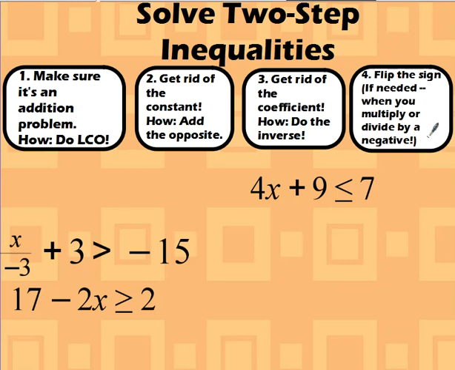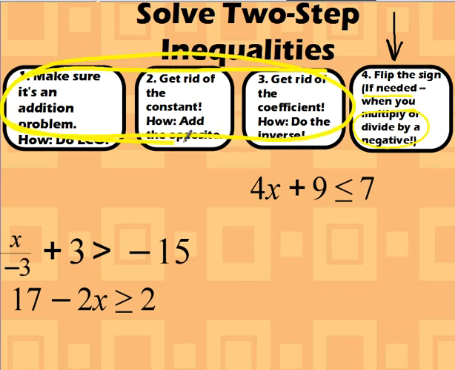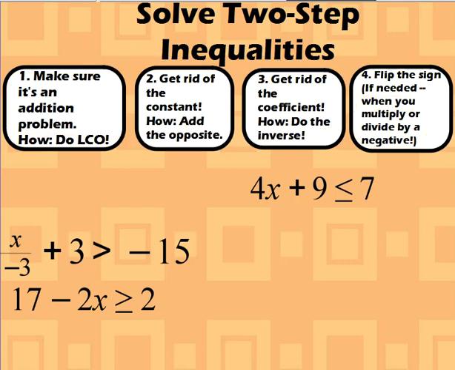And then the fourth thing, this is the only thing that's different right here than an equation. You're going to flip the sign, and notice it says if needed. So you only need to flip the sign when you multiply or divide by a negative. And we're going to look at that here in just a second. All of the rest of these three steps are exactly like solving an equation. So as you are solving an inequality, the only thing that's different is at the very end. So let's just get going and solve this one together.